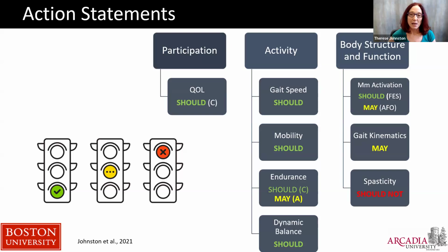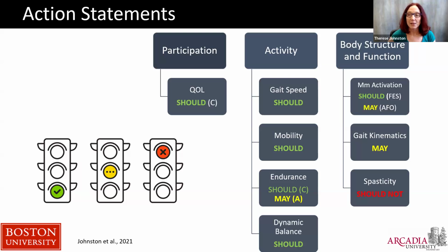So looking at the action statements that were developed for the CPG, we decided to categorize the different outcomes based on the ICF. And so you can see across the top of the screen are the participation, activity, and body structure and function categories. And I also want to point you to the stoplight here. We have the green, yellow, and the red. So green represents a strong action statement. So we're saying we should do something. So we should be using AFO or FES to address that particular outcome. Yellow gets into the may, and then red gets into the should not.